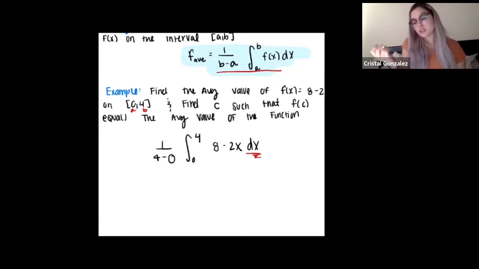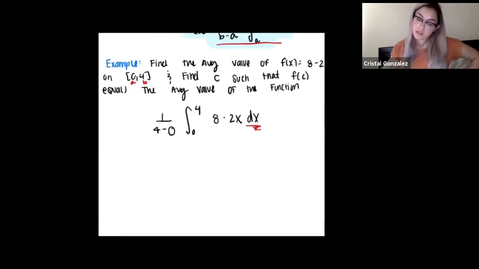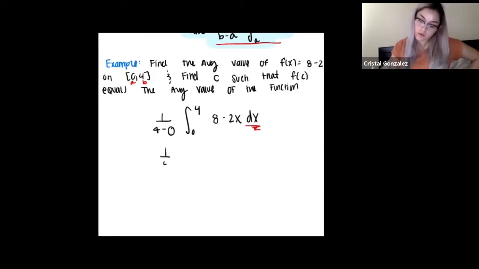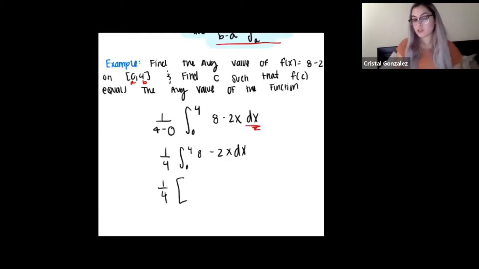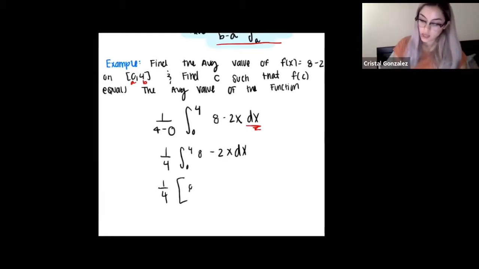Okay, so the first thing we need to do is find the average value of the function, and then I'll show you how to find that value c so that our function is equal to the average value. Okay, so now we can simplify this a little bit more. This one's nice because we'll just get 1 over 4. And now we need to integrate from 0 to 4 of 8 minus 2x dx. And then this just becomes an integration problem. And we'll get 1 over 4. And then if we integrate 8 minus 2x, the antiderivative of a constant is just 8 times the respective variable here, which is x.